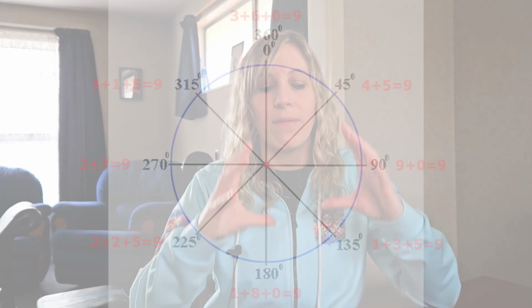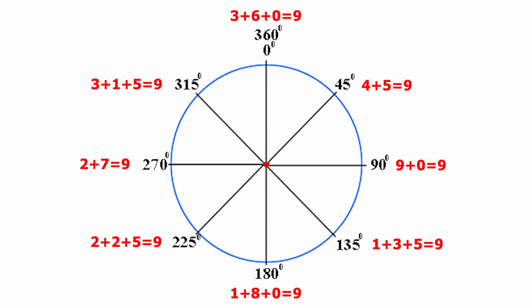Another example of this is angles. You have the circle, which is 360, 3 plus 6 plus 0 is 9. You halve a circle, it's 180. 1 plus 8 plus 0 is 9. You halve that again, you have a 90-degree angle. 9 plus 0 is 9. You halve that again, it's 45. 4 plus 5 is 9. So you get the idea, right?